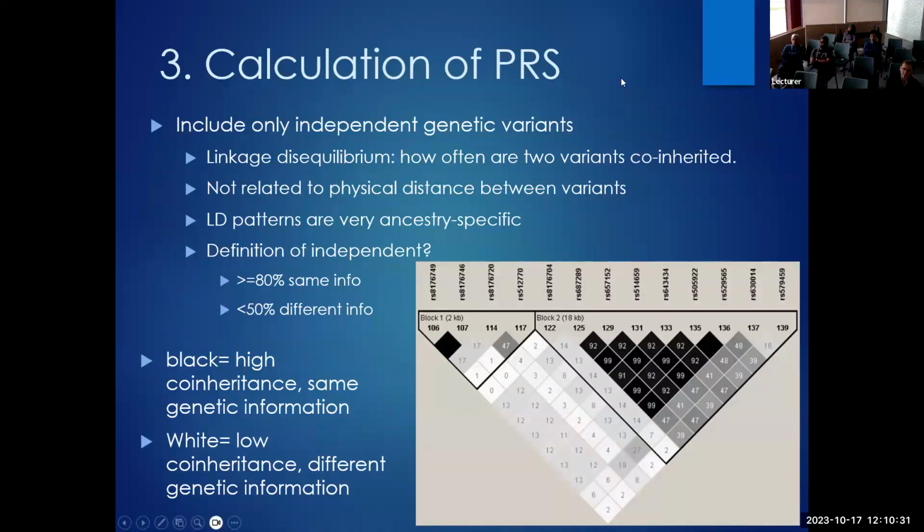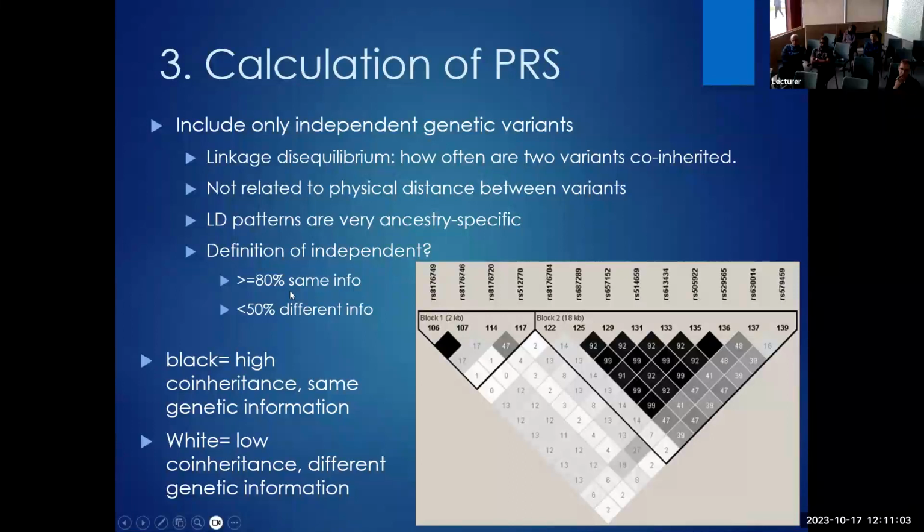So, linkage disequilibrium is how you identify the genetic variants that you include or exclude, by how often they are co-inherited. If you have a plot like this, each genetic variant is along the top. Here are two genetic variants. The black color shows that they are co-inherited all the time. If you include both of these variants in the polygenic risk score, you're counting the same information twice. So we don't want to do that.